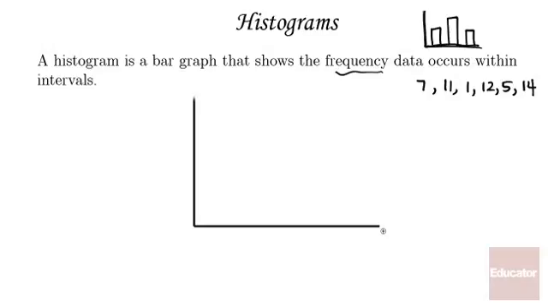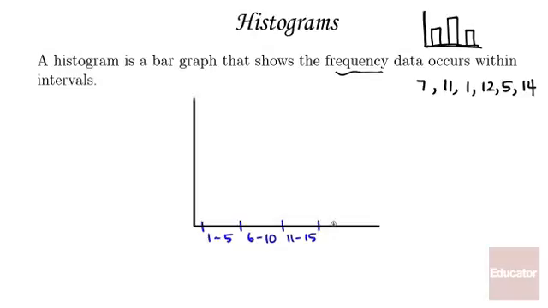Meaning it's going to be numbers between 1 and 5, then 6 and 10, and so on. So you're going to create the groups. For this, let's say I'm going to do exactly that. My interval is going to be 1 through 5, then 6 through 10, then 11 through 15. So it's going to be every 5. From here to here is going to be 1 through 5. Then from here to here is going to be 6 through 10. Then from here to here is going to be 11 through 15.